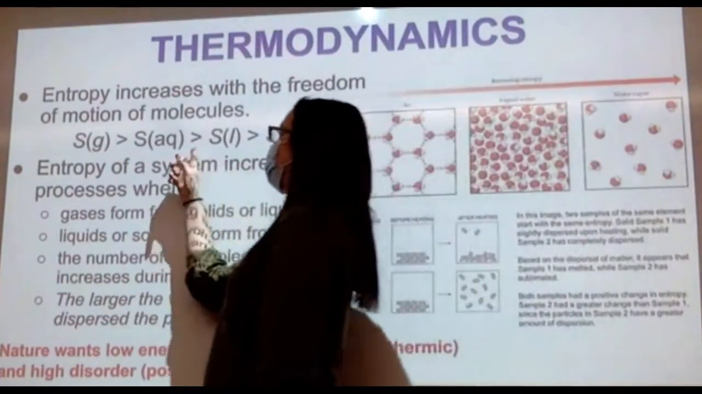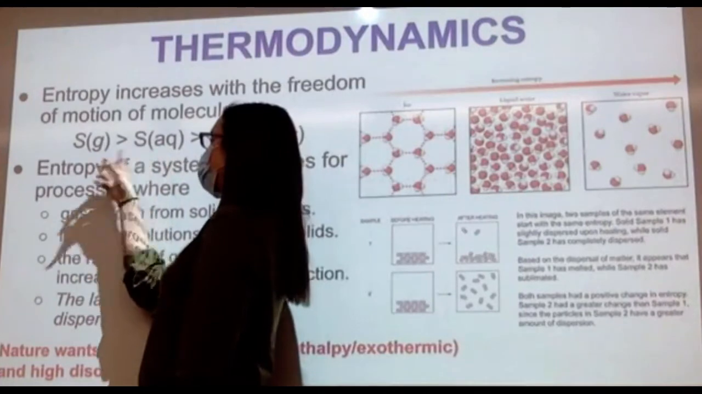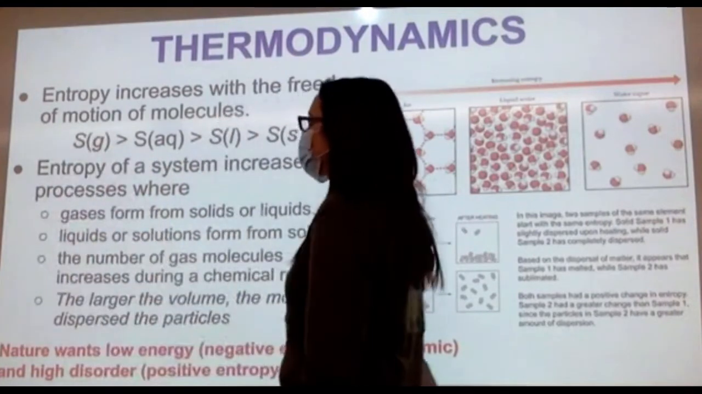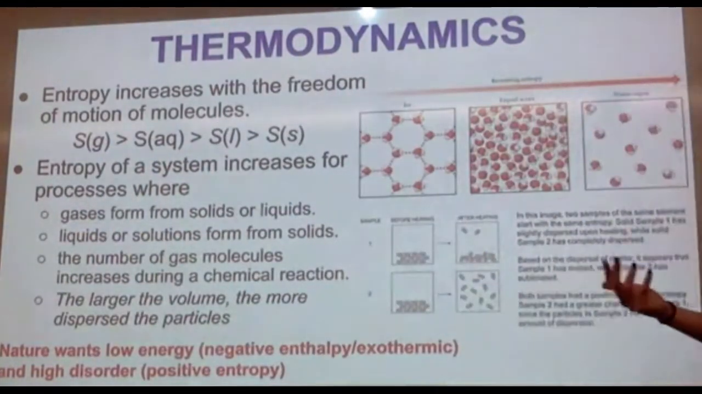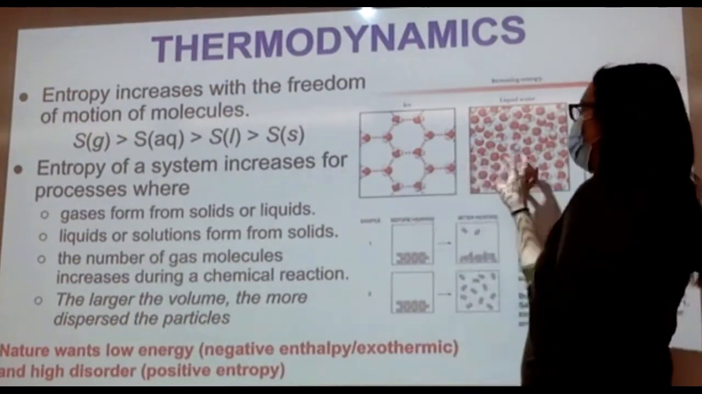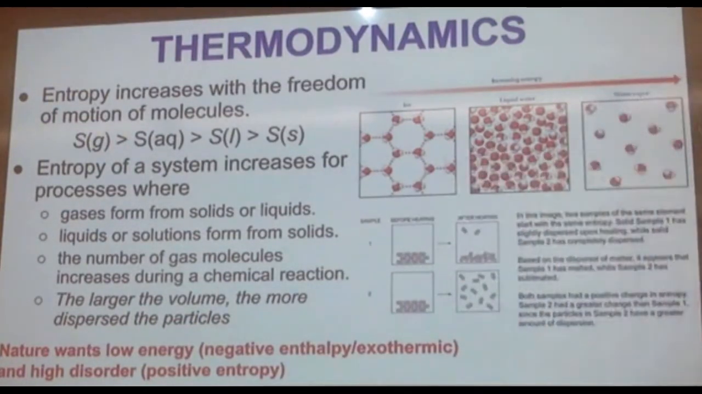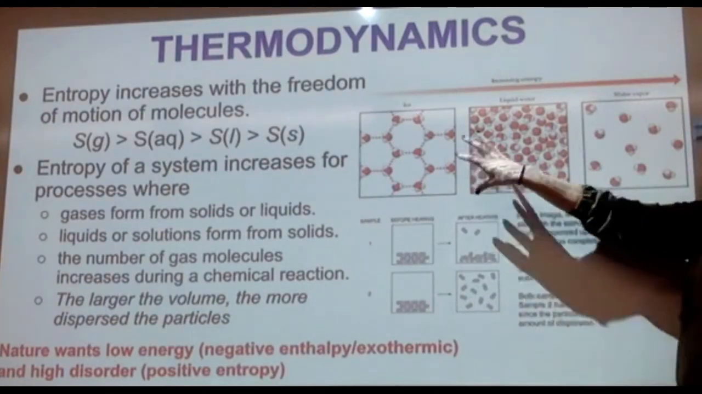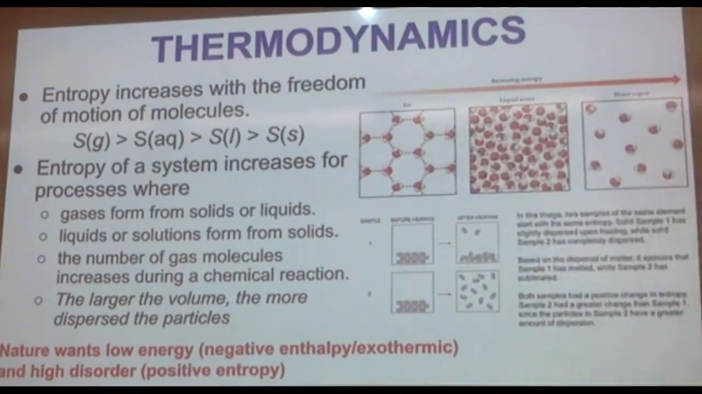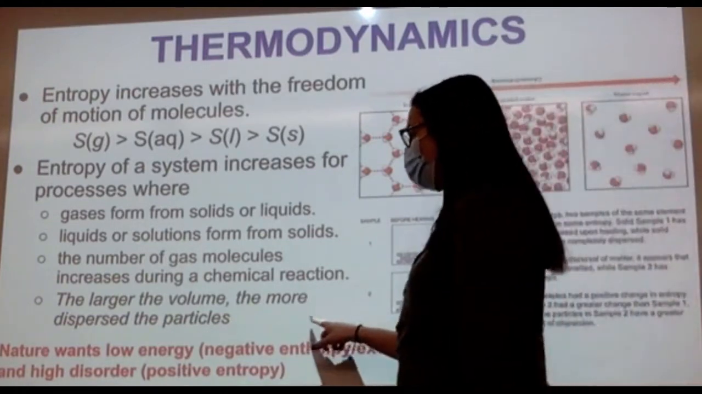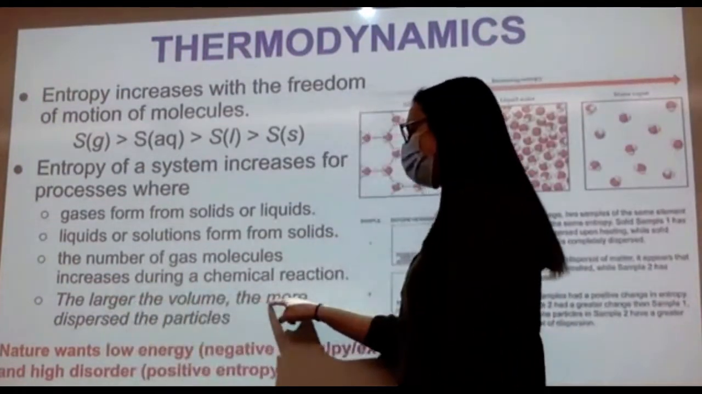So you'll notice here I actually added in aqueous. Gases have the most disorder. Solids have the least. So solids are very ordered. And you have this in your notes. You have some other pictures for entropy as well, where the solid is nice and ordered. Gas is very disordered.